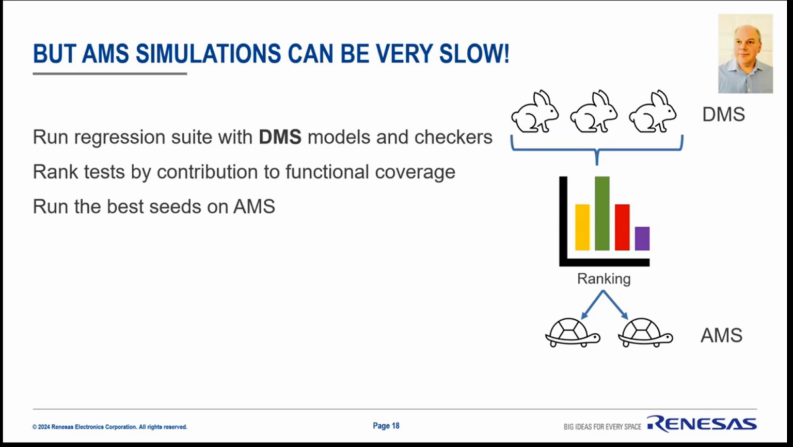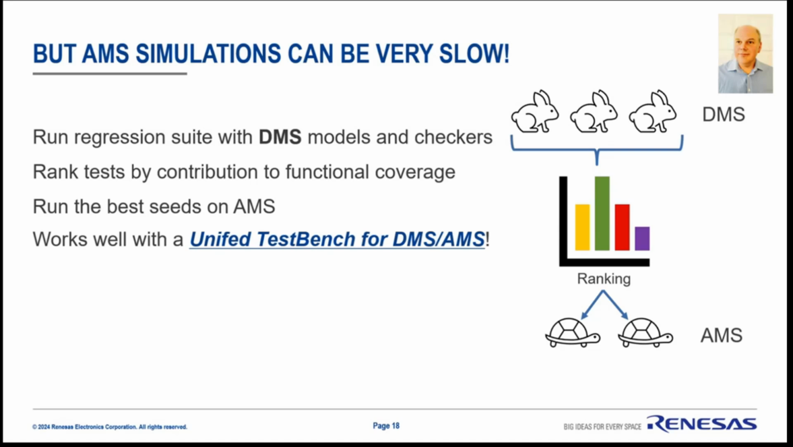Then we can use the seeds that generated this in AMS as well. So you've got the constrained random to give you as much spread on the dartboard as you want, but then you're filtering those results so that when we come to run the more expensive AMS simulations, we've chosen them carefully. This works best if you can have a unified test bench for DMS and AMS where you can share all your test cases and collateral. This was presented probably about 3 years ago at Verification Futures.